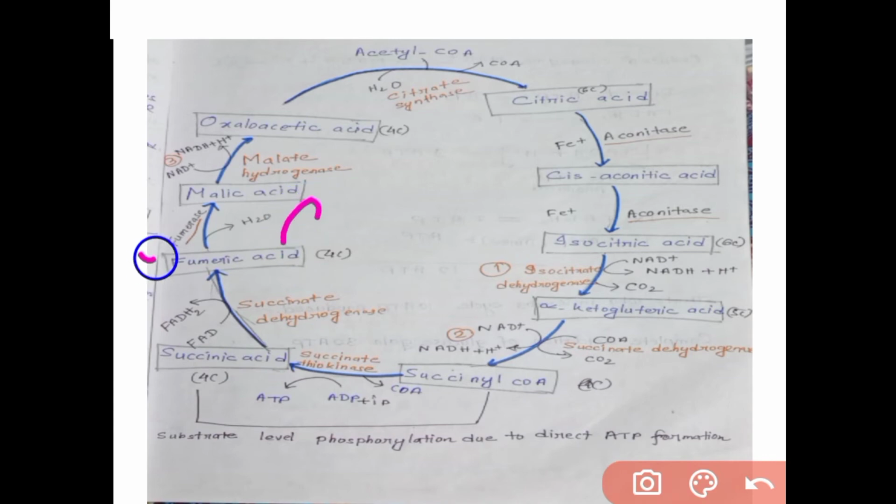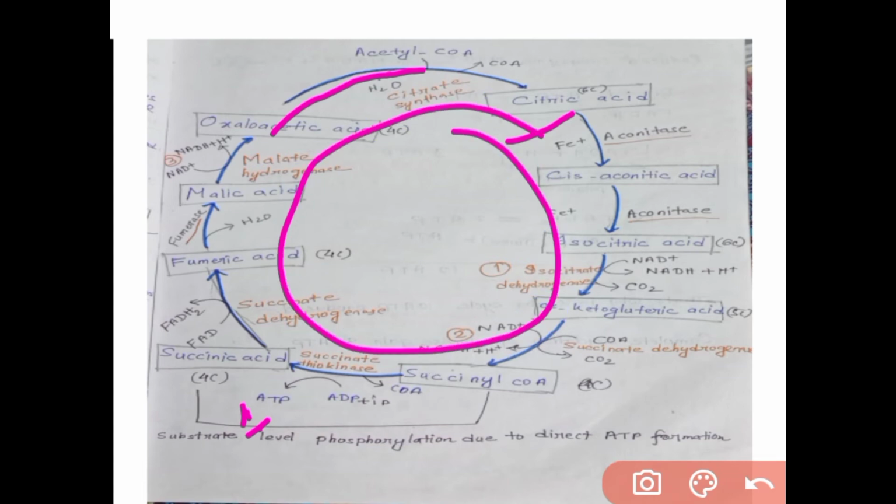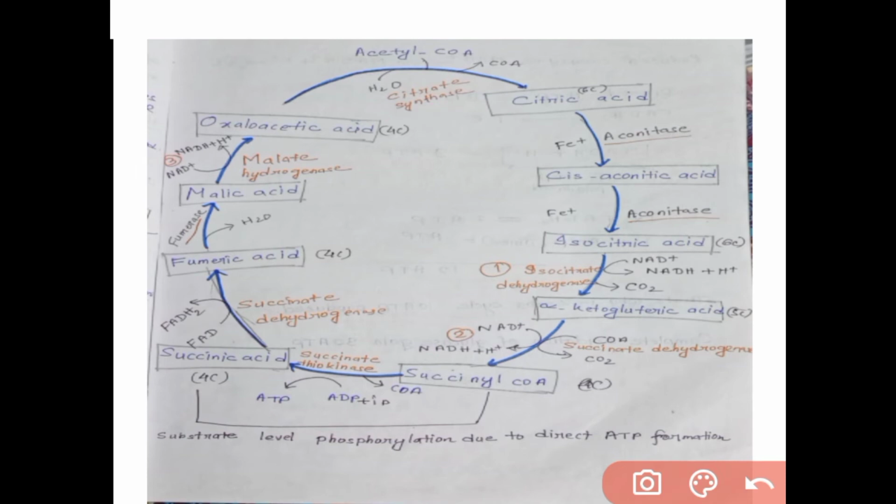Here the enzyme involved is fumarase, and here 1 molecule of water is released. And then malic acid is converted to oxaloacetic acid with the help of the enzyme malate dehydrogenase. Here also NADH is produced, and 3 NADH molecules and 1 ATP molecule are produced in total. Then oxaloacetic acid is converted into citric acid. In this way the whole cycle operates in the matrix of the mitochondria.